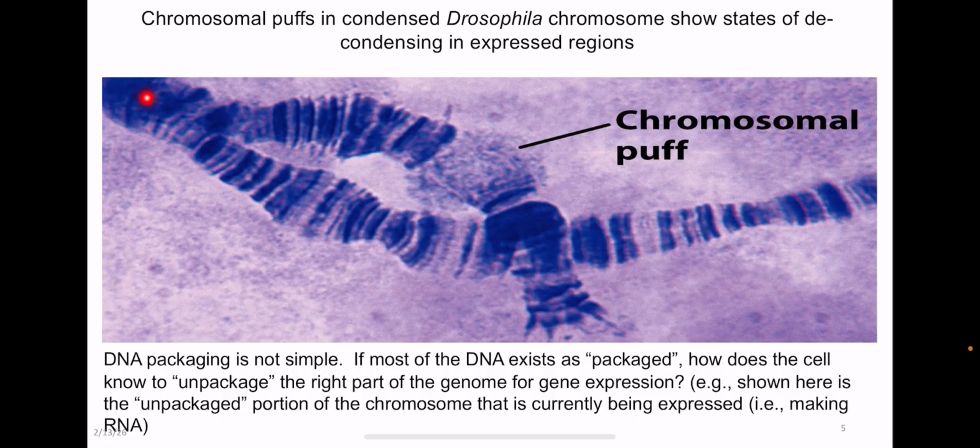Another challenge is that you can have really compacted or packaged DNA, but at any point in time, one particular piece of it has to be depackaged for replication or expression to take place. This picture shows a condensed chromosome, and a particular part of it, called the chromosomal puff, is unpackaged at the moment, while every other part of the chromosome is condensed or compacted. This particular place is being expressed at the moment, so it has to be unpacked.